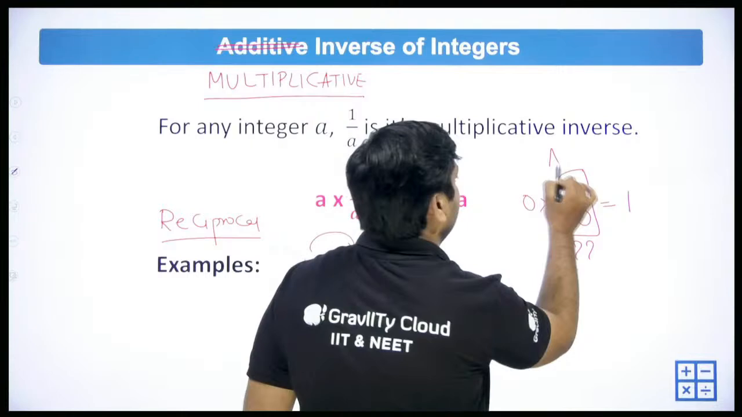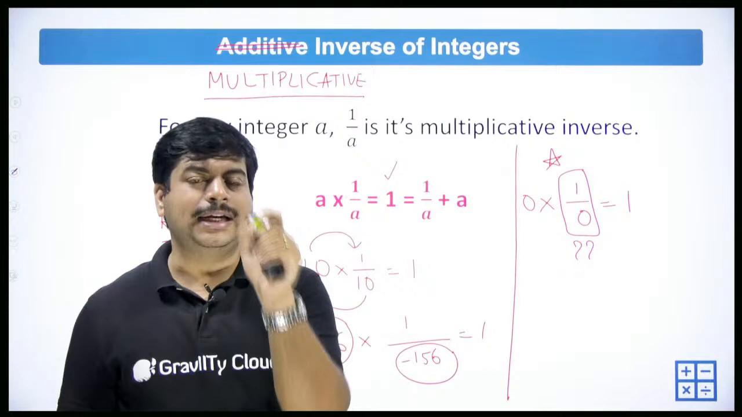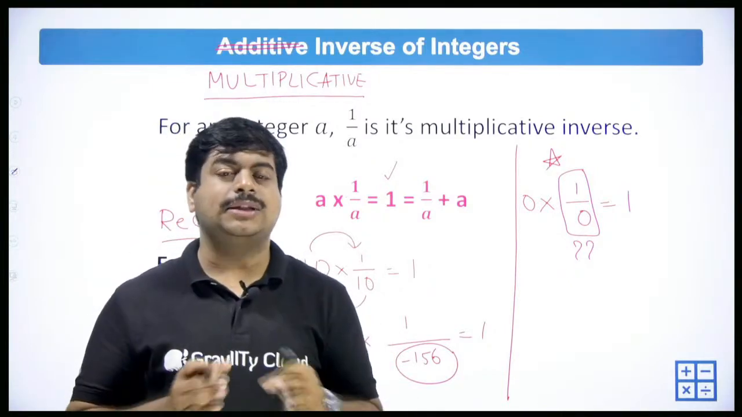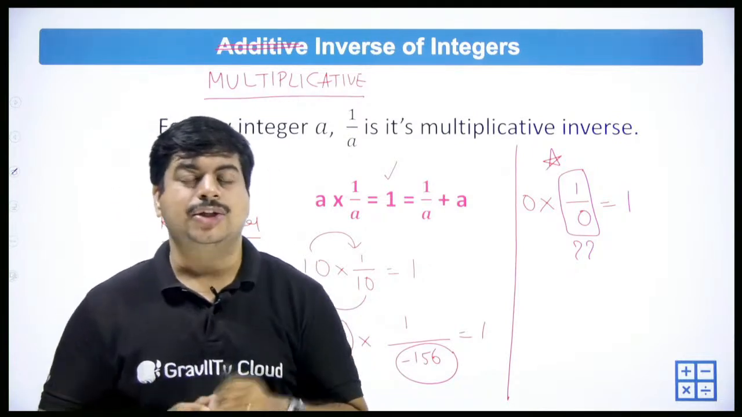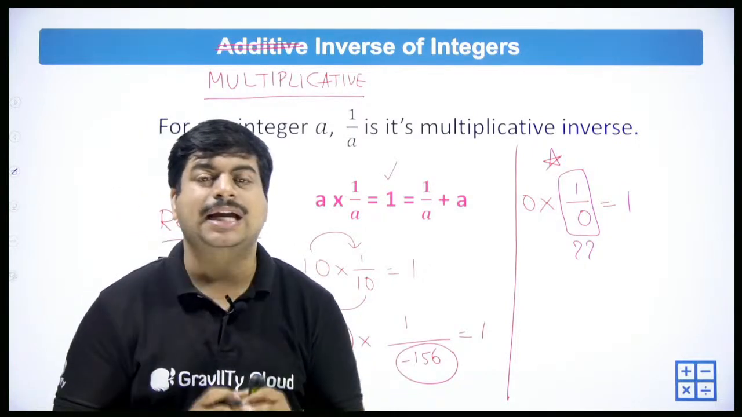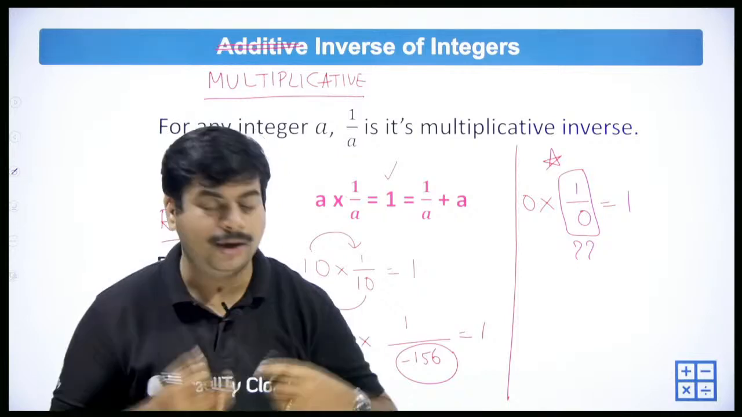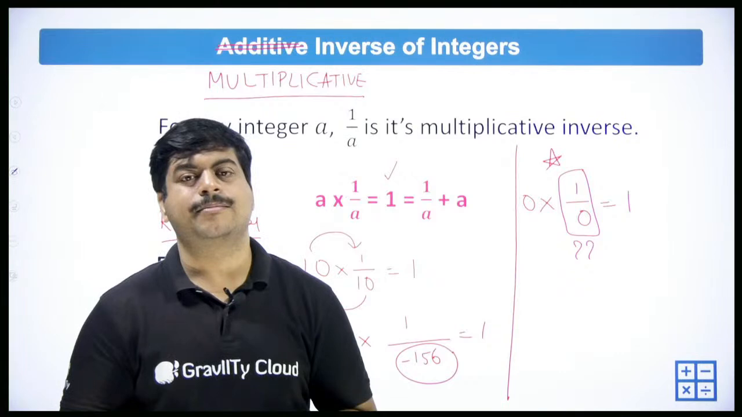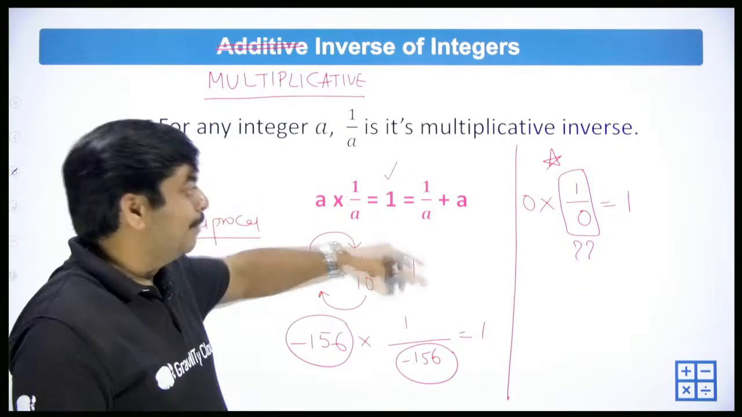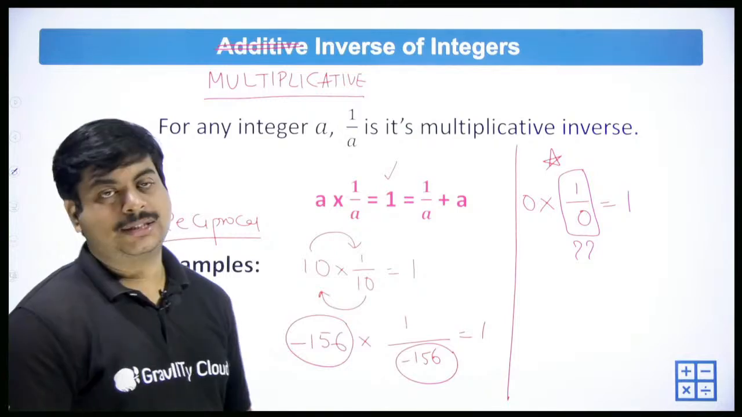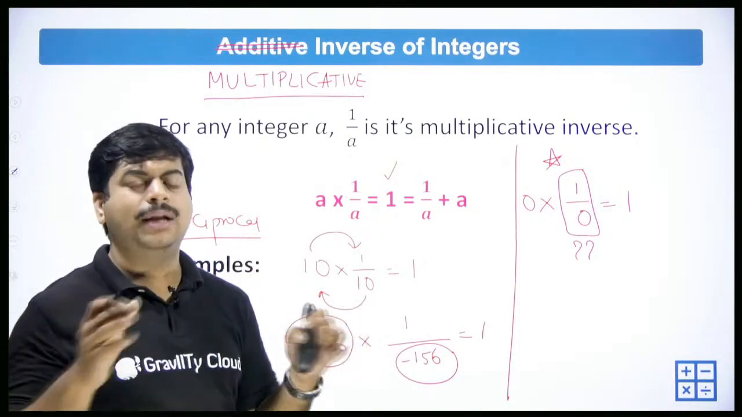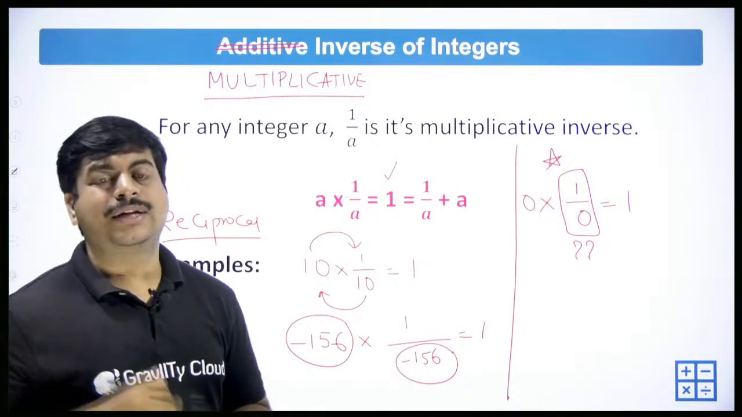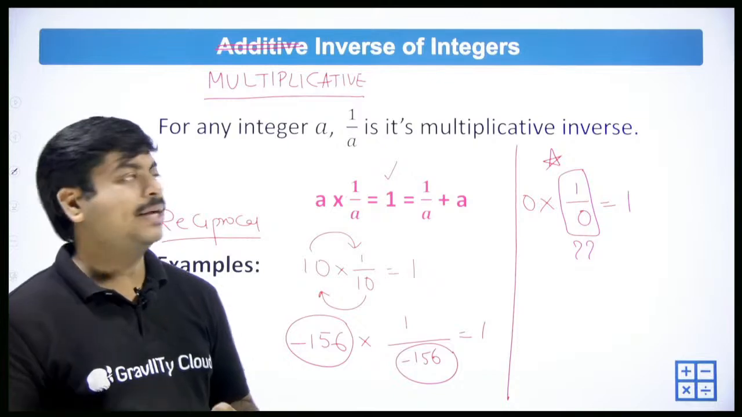What is the multiplicative inverse or reciprocal of the number 0? You should say the answer is undefined, because you don't know which answer to keep there. 1 by 0 is not a defined number, right? So for the number 0, you cannot find a multiplicative inverse. For the rest of every number, for A, it is 1 by A. They are reciprocals, or you can say multiplicative inverse, right?